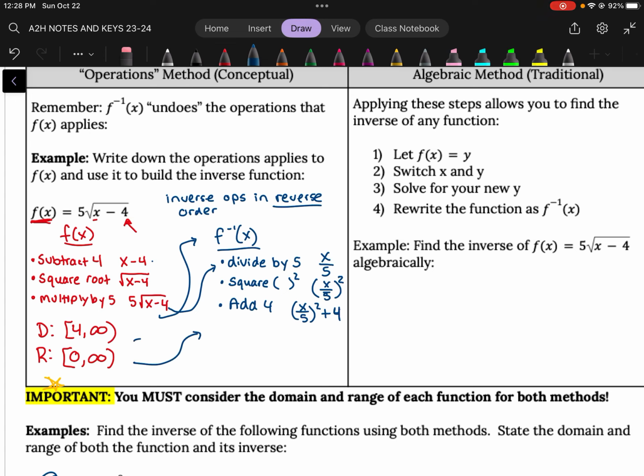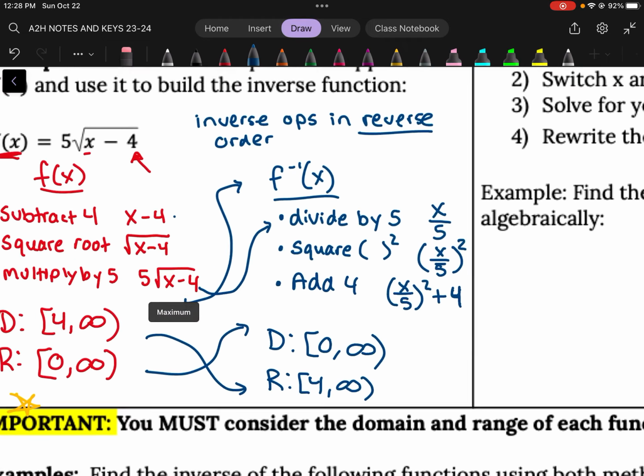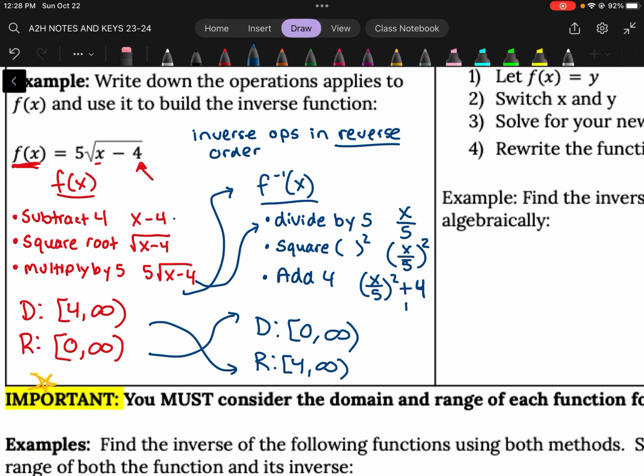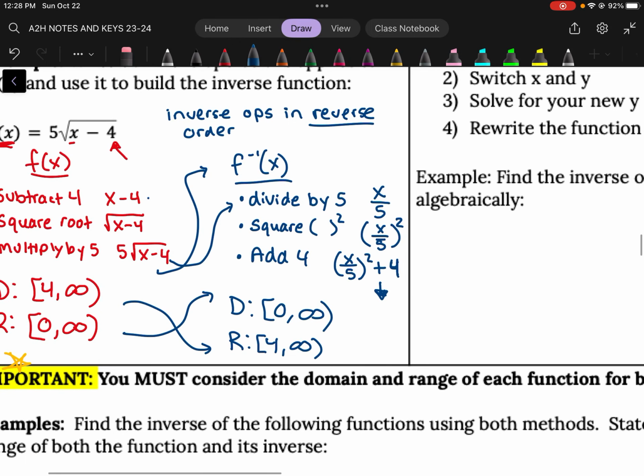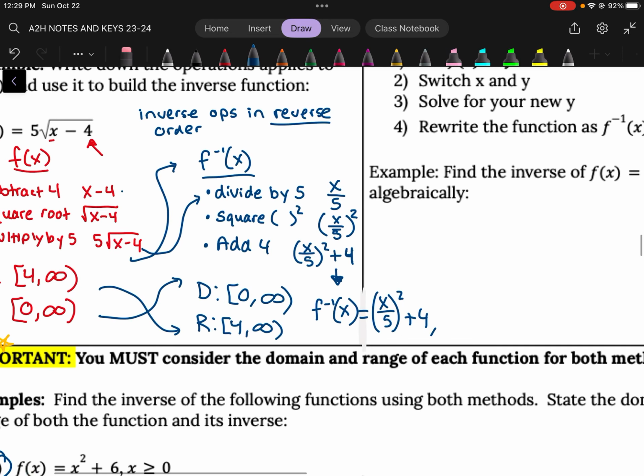So what that tells me is I know my range should be 4 to infinity, right? I also know my domain should be 0 to infinity, right? What I do there is while I build my inverse function, I'm going to write my inverse function over here, and I'm going to leave a little space for it. I'll white that out so I have space. My inverse function is x over 5 squared plus 4, where x is greater than or equal to 0, right?